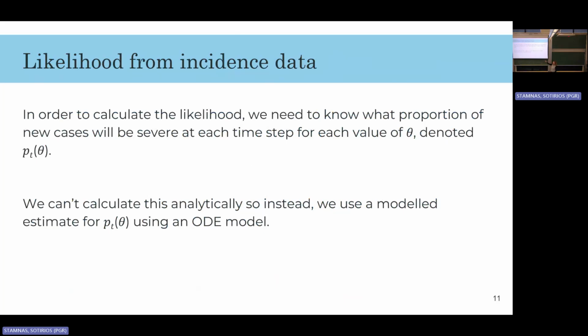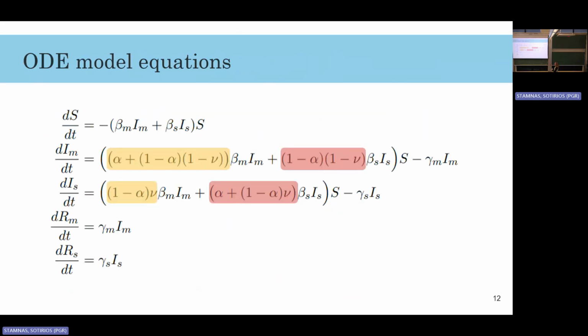And we can come up with this model estimate using an ODE model. So this is again based on the same model as before. The highlighted bits are the same probabilities as before. These will come up again and again. But we can just run this model for our potential values of alpha and nu and come up with our PT of theta.